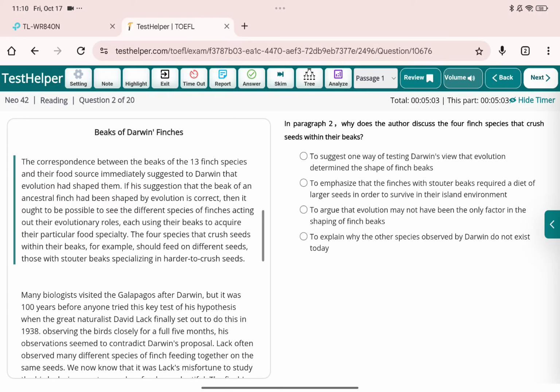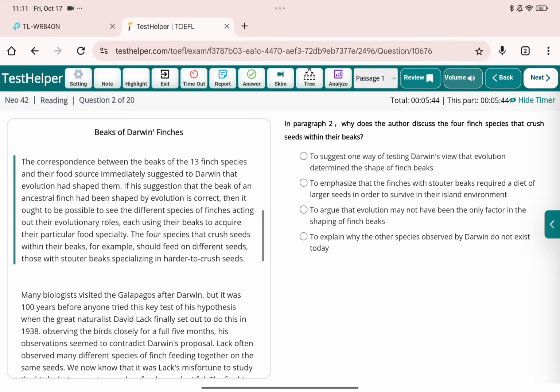So let's get started. I want to break down the question and the options we have here. Firstly, in paragraph 2, why does the author discuss 4 finch species that crush seeds within their beaks? Firstly, this is a purpose question. The question asks why the author mentioned a certain detail. In this case, the detail is the 4 finch species. So it checks if you understand the purpose, or we can say the function, of that example in the paragraph.